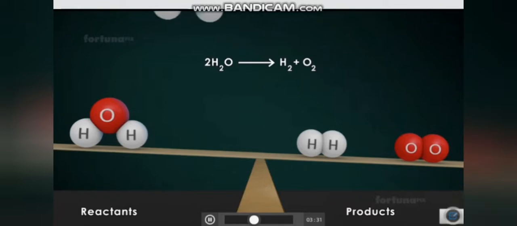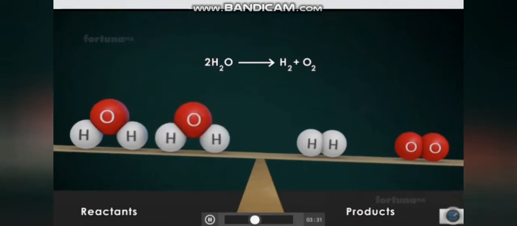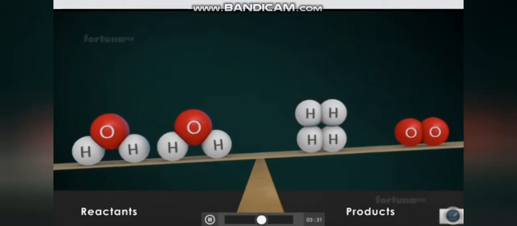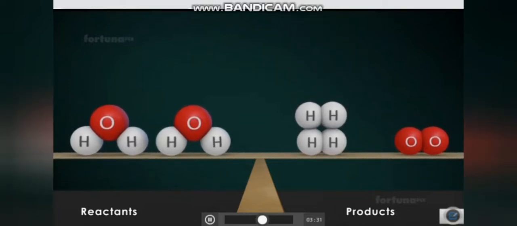Let's place a coefficient of 2 in front of the water. Now, our oxygen atoms are balanced on both sides, but the hydrogen atoms still are not. On the reactant side, we now have 4 hydrogen, and on the product side, only 2 hydrogen. To balance the hydrogen, we'll place a 2 in front of the hydrogen. Now, there are 4 hydrogen atoms and 2 oxygen atoms on both sides. And we have a balanced equation.